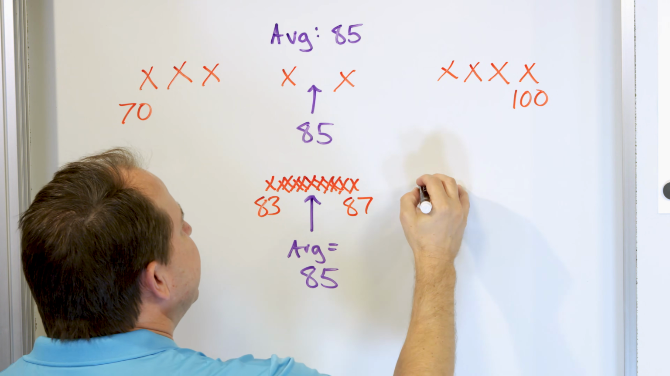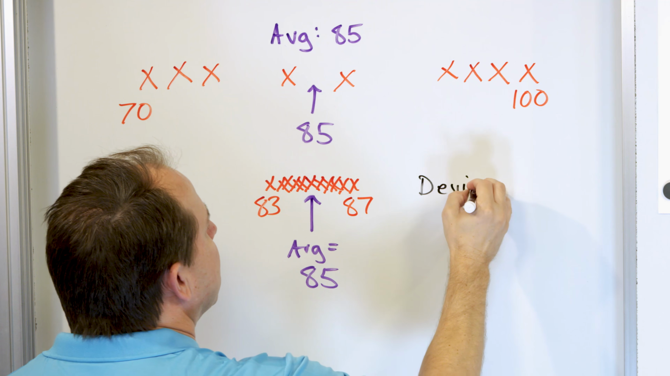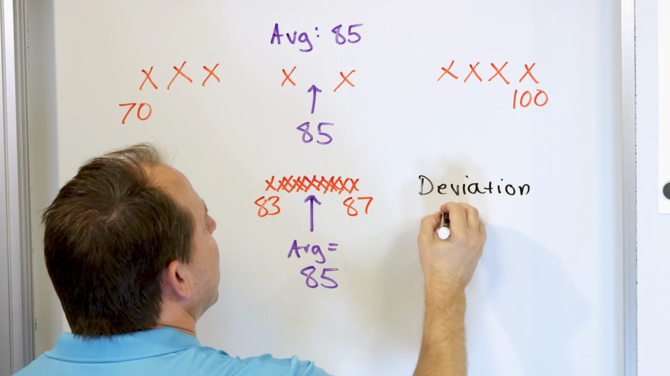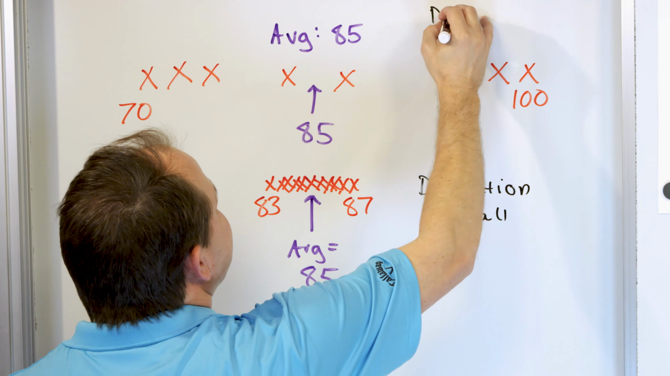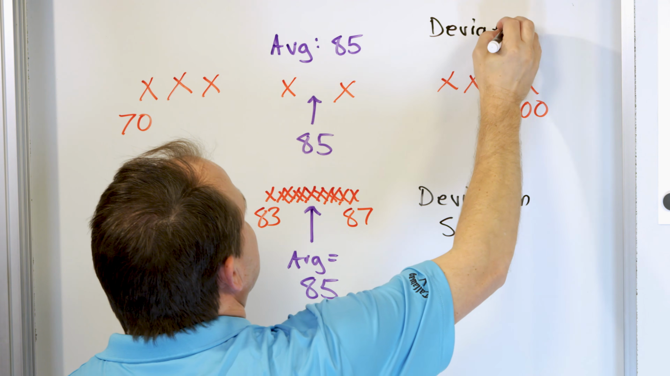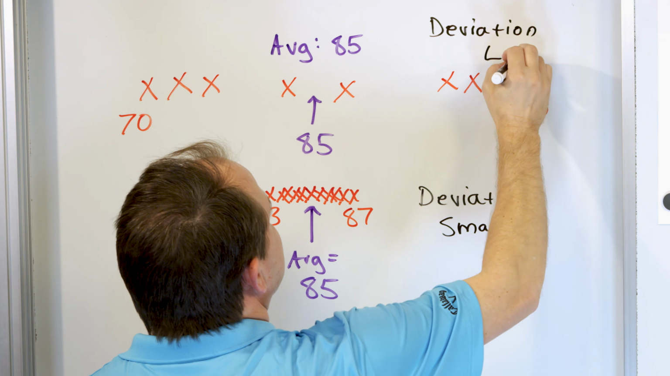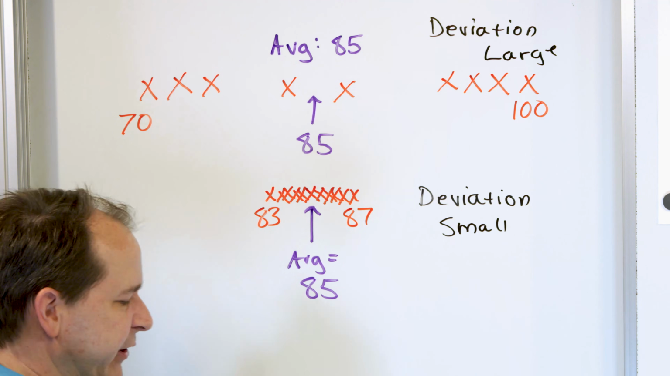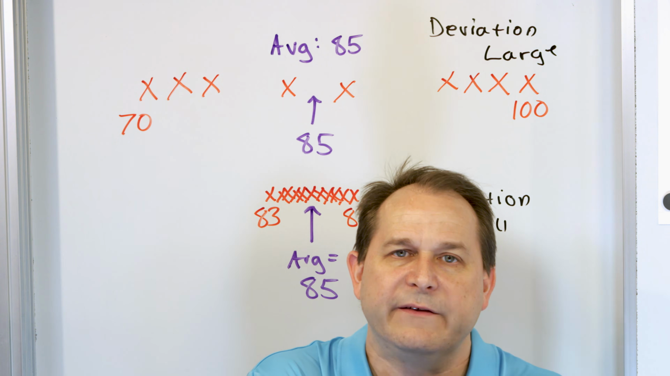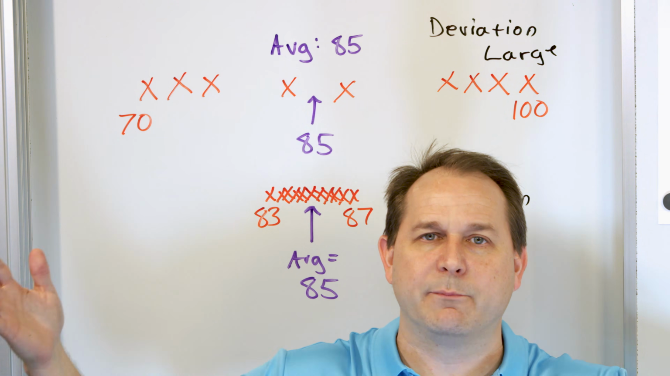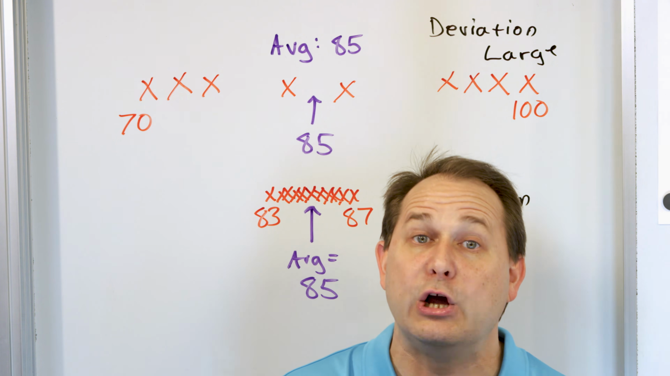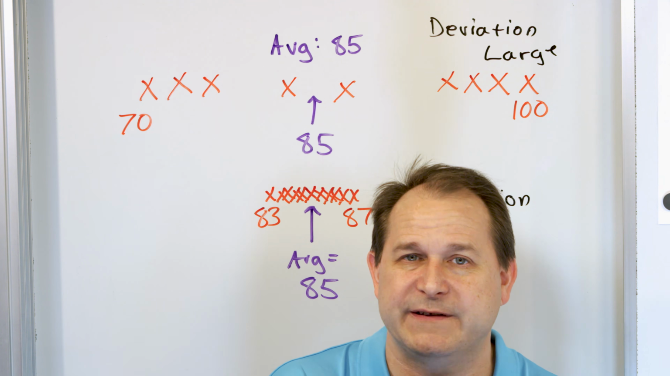So here, the deviation is small about the mean. And here, the deviation is large about the mean. Deviation, the word deviate. To deviate means to depart from. So to have a high deviation means we must have data points far away from the mean, and to have a low deviation, we must have points very close to the mean, right?